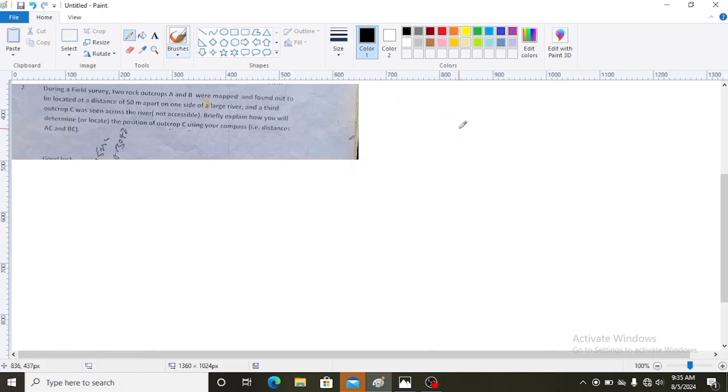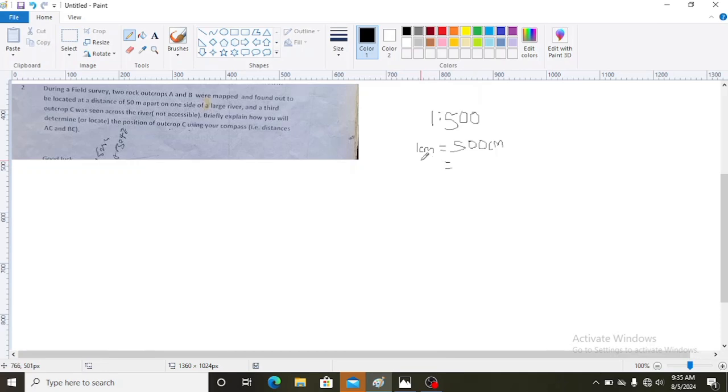So I'll be using this scale, 1 is to 500. That is to say 1 centimeter on paper is the same thing as 500 centimeter on ground. And since the distance they gave us in the question is in meters, we need to convert this distance on ground into meters.